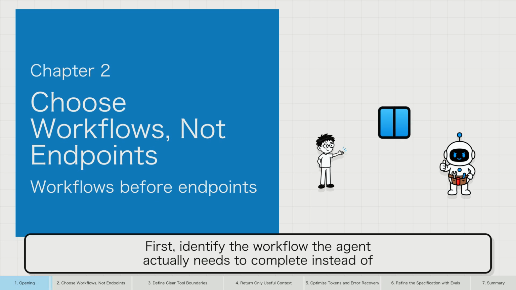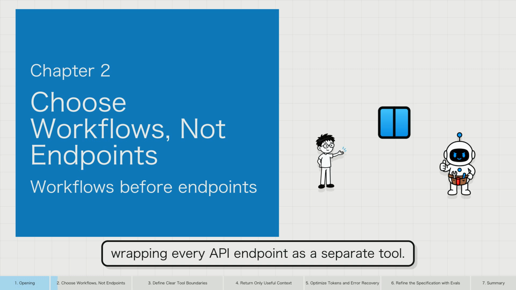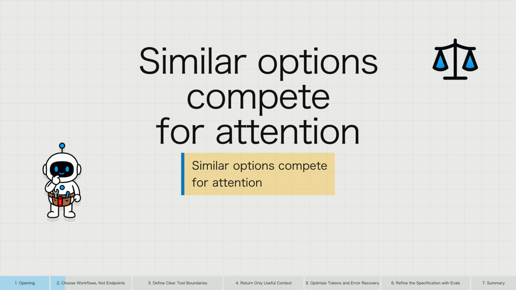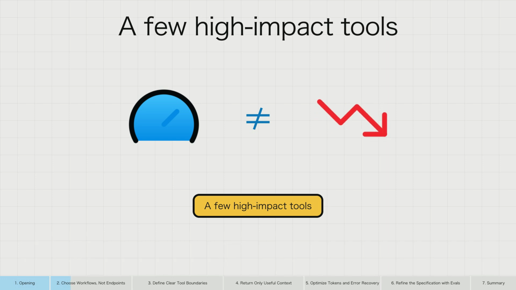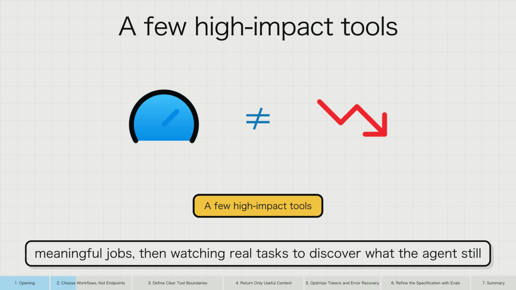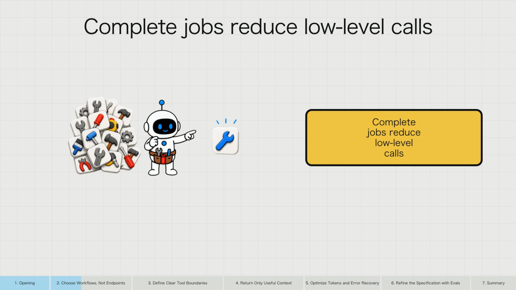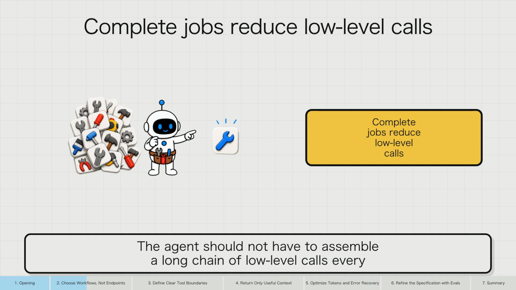First, identify the workflow the agent actually needs to complete instead of wrapping every API endpoint as a separate tool. Traditional software celebrates feature coverage, but an agent has limited attention. Every similar option adds another comparison and another chance to choose poorly. Anthropic recommends starting with a few high-impact tools that complete meaningful jobs, then watching real tasks to discover what the agent still lacks. A Create Project workflow tool can find members, create the workspace, and apply default fields internally. The agent should not have to assemble a long chain of low-level calls every time.